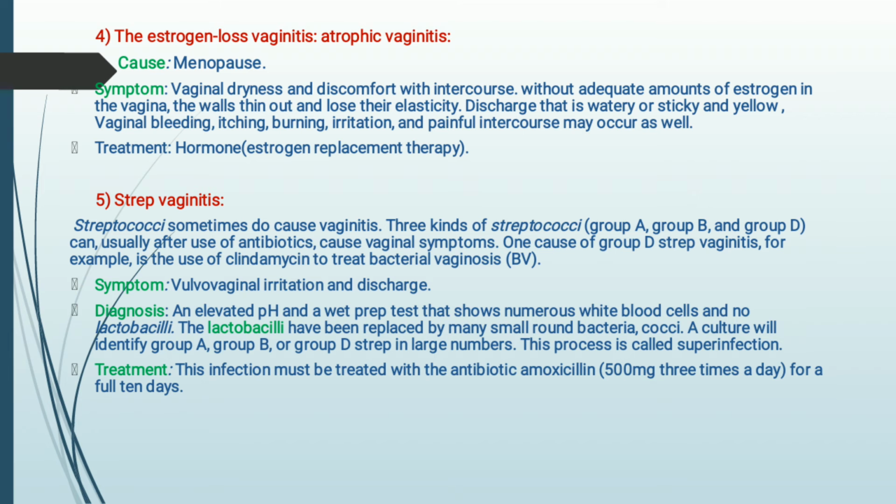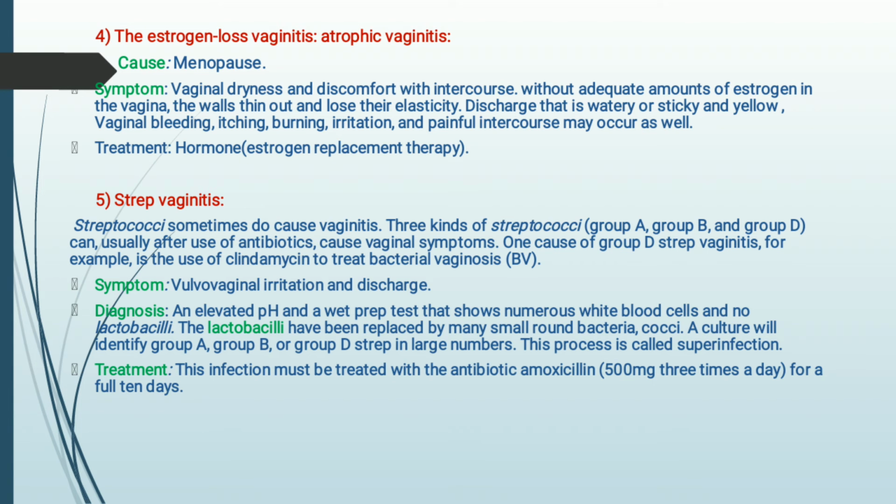So what are the symptoms? The vagina becomes very dry, and it leads to discomfort during intercourse. Without an adequate amount of estrogen in the vagina, the walls thin out and lose their elasticity. So now the vagina is not as flexible as it was before the menopause condition. The discharge becomes watery and sticky and yellow in color. Even vaginal bleeding, discharge, itching, burning, irritation, and painful intercourse may also occur due to this disease.